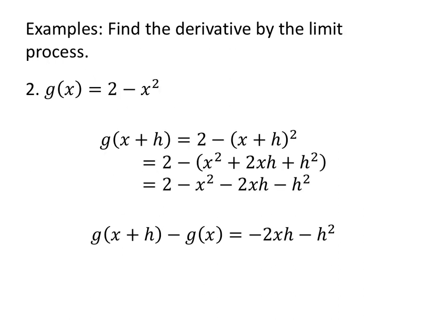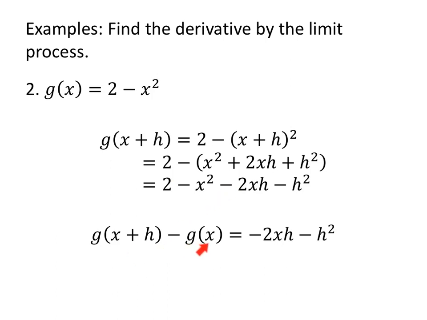Now let's take a non-standard example. If I have g of x is 2 minus x squared, first step I find g of x plus h equals 2 minus x plus h all squared. Don't forget to multiply it out, FOIL it out, don't just square the x and square the h, you'll miss some good stuff in the middle. Distribute your minus sign. Alright, so that's g of x plus h.